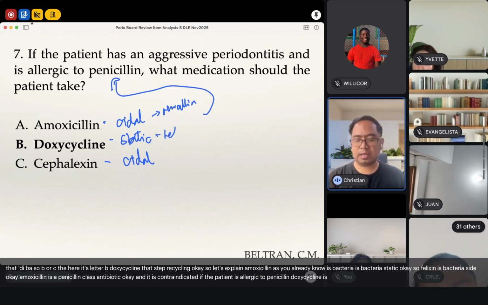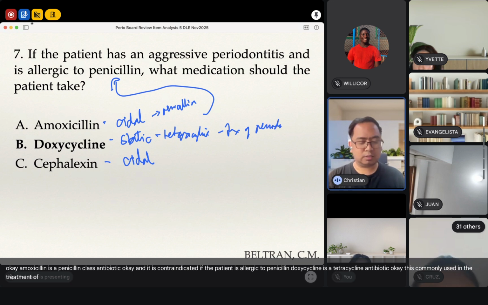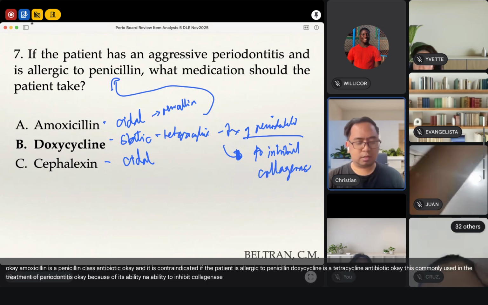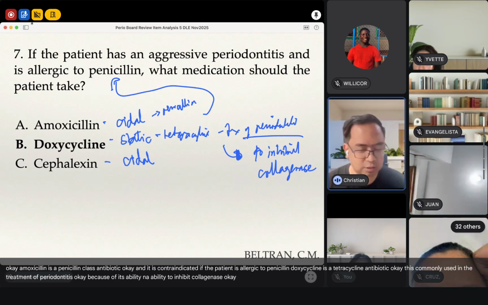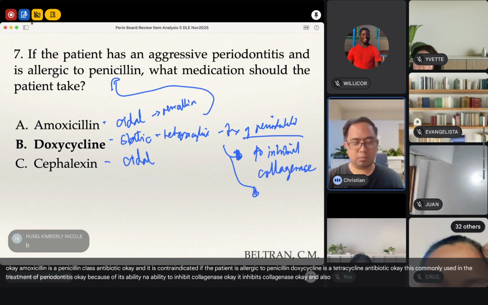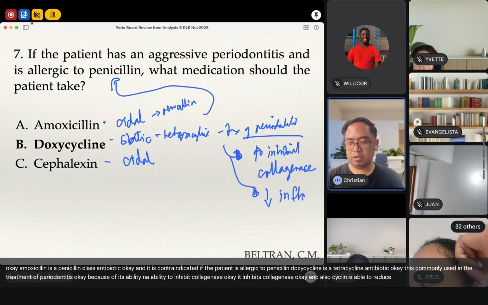Doxycycline is a tetracycline antibiotic. It is commonly used in the treatment of periodontitis because of its ability to inhibit collagenase. It inhibits collagenase. And also, doxycycline is able to reduce inflammation.